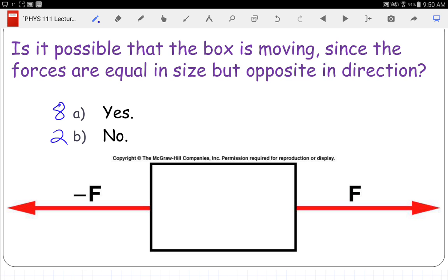Okay. Is it possible that the box is moving? If the net force is 0, what does that tell you? No acceleration. It doesn't tell you what the velocity is. So it's perfectly possible that that box can be moving. It just would have to be moving at a constant velocity. That is a constant speed and a constant direction.